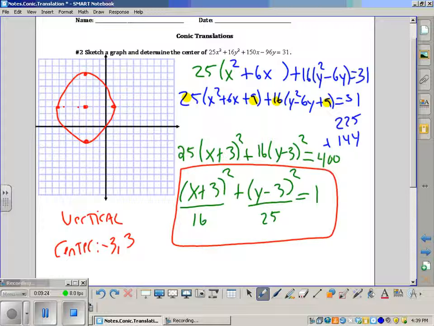Okay, and let's just label a couple of the points. These are the co-vertices first. So this is 3, 4, 5, 6, 7. Negative 7, comma 3. Let's see, these are all going to be negative 3, comma 8. And negative 3, comma negative 2.